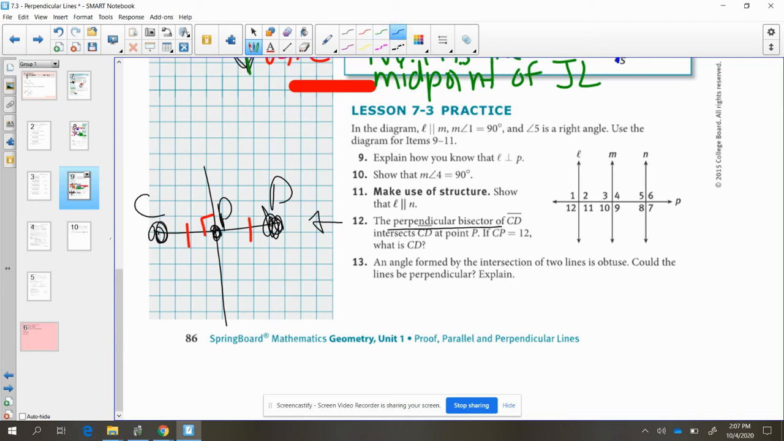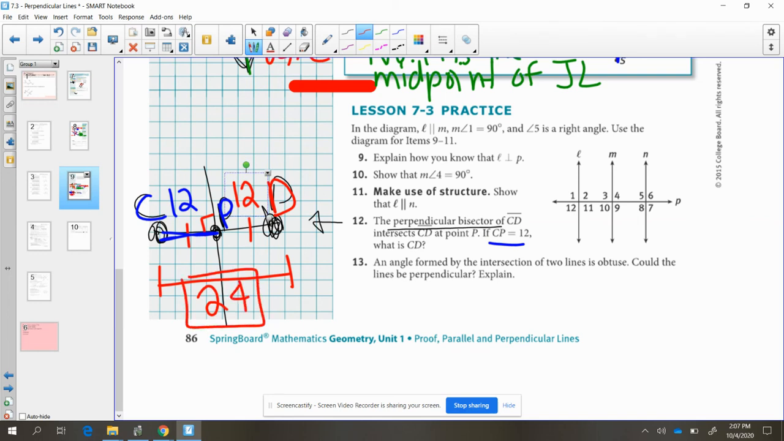So we know that this guy's equal and that we have the right angles. Well, they're telling us that from C to P is 12. And they want to know then, what is the measurement of C to D, the whole thing here? Well, again, knowing that this is a perpendicular bisector, if CP is 12, PD is 12. And together then, this would have to be 24 is the length of C to D. Okay.